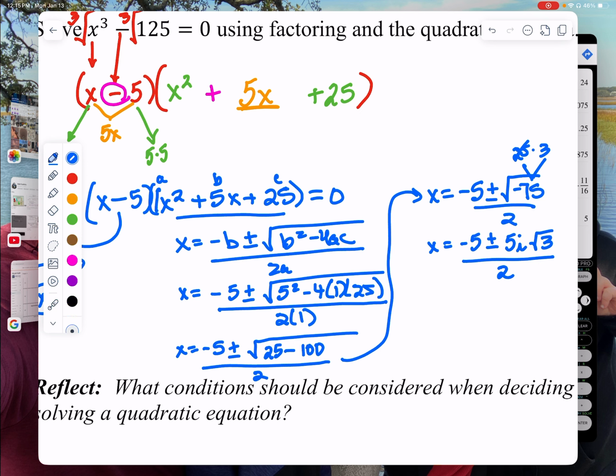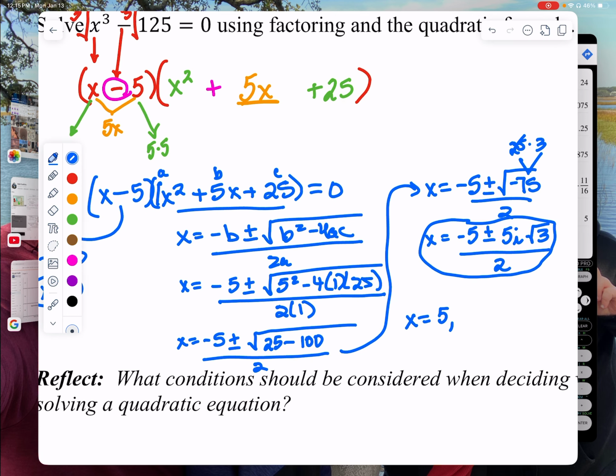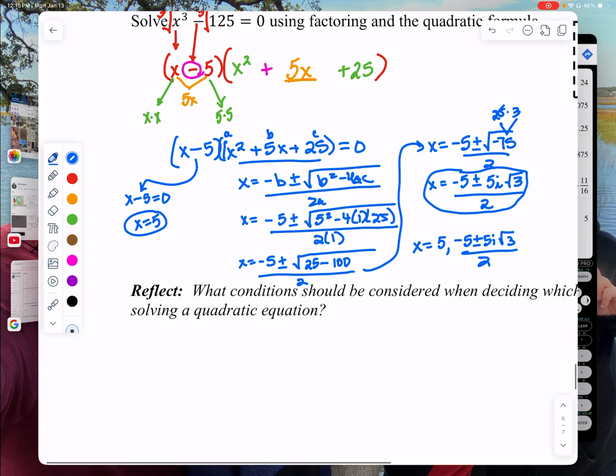But that is that answer. So my final answer is 5, and then negative 5 plus or minus 5i square root of 3, over 2. Notice I have 3 answers. Well, that makes sense because I started with the x to the third. All right, last thing.